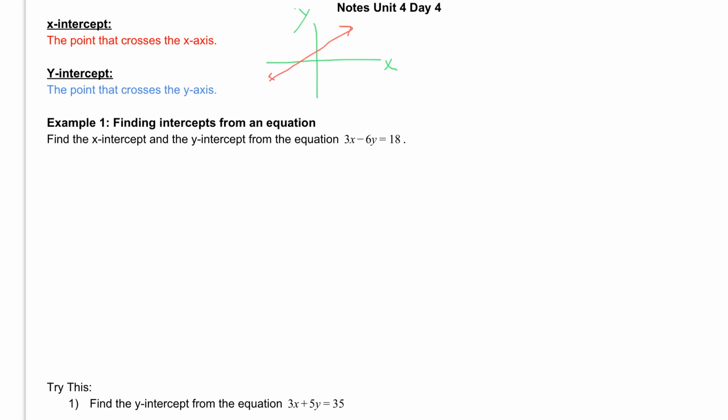So if I take a look at example 1, I want to find the x-intercept and the y-intercept from the equation 3x minus 6y equal to 18. So basically what I'm doing is I want to find out where it is crossing the x-axis and where it is crossing the y-axis. So let's start with the x-intercept.